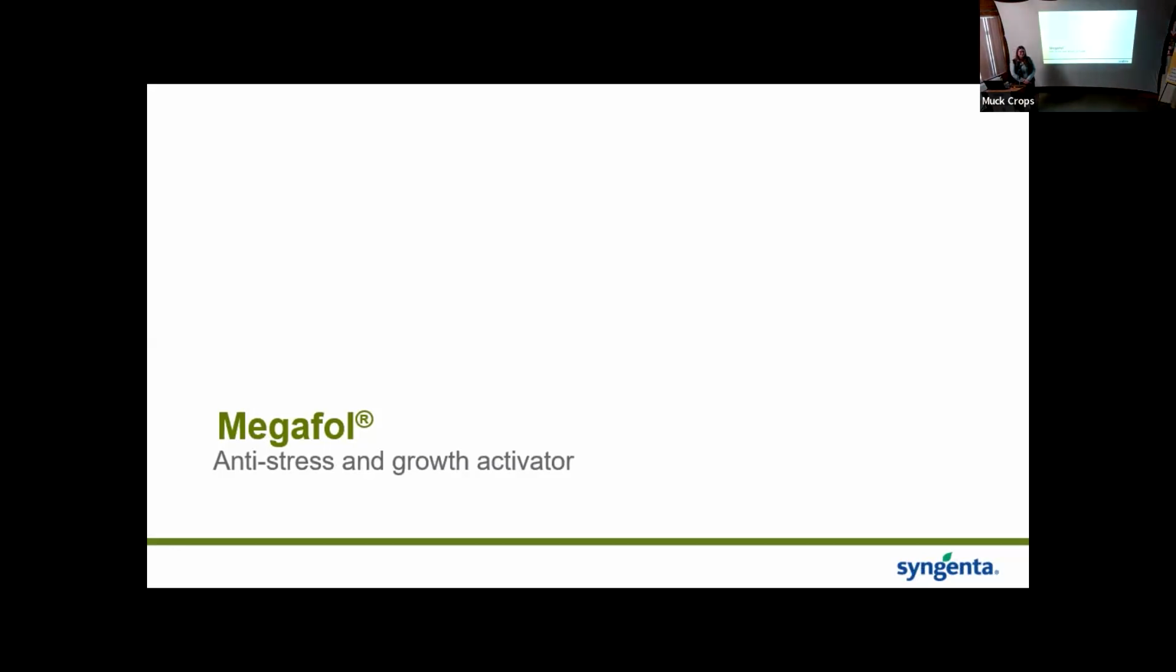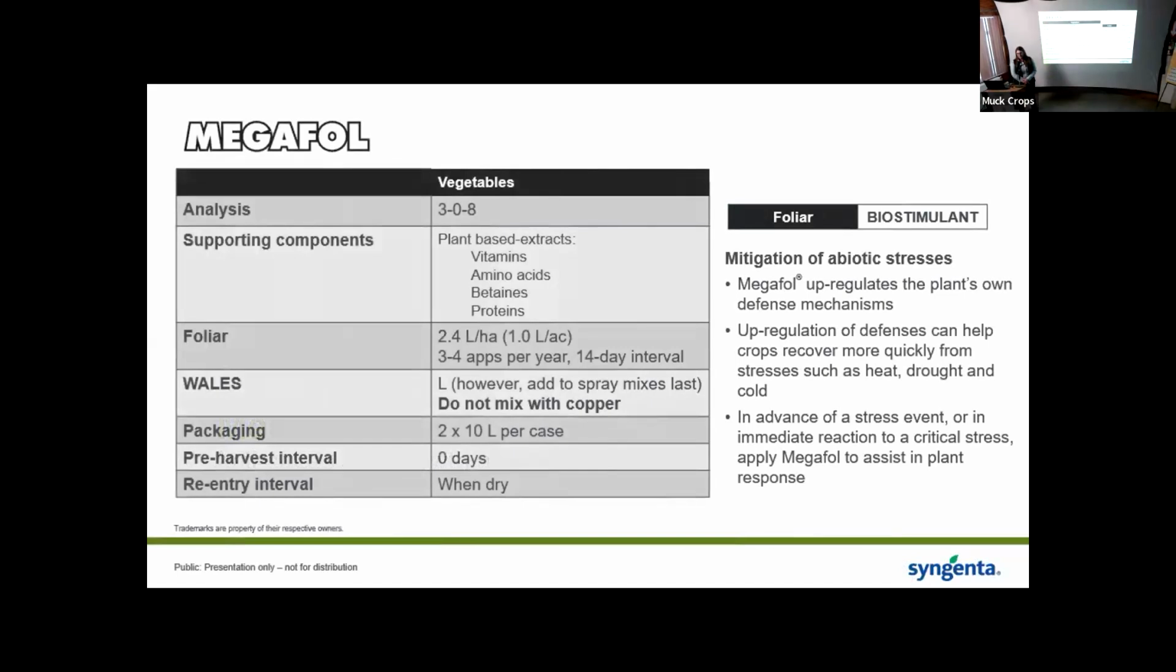So Megafol is a new product that we started to offer 2 years ago. We're just recently starting to do some work with it in vegetables, and I'm really excited to share some of the onion work with you. As with most biostimulant products, they show up as a foliar fertilizer, but they also have other ingredients in them, vitamins, proteins, amino acids. Those are all taken from seaweed extract. So we've gone and harvested seaweed, extracted that, and then put them in with this foliar fertilizer.